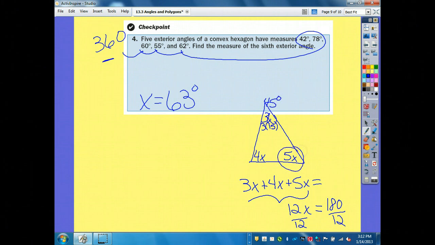What would this one be? 15 times 5 is 75. And 4 times 15? 60. There you have it. So there's one like that in your homework.